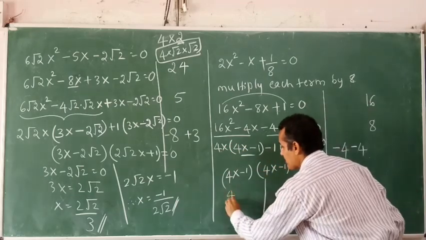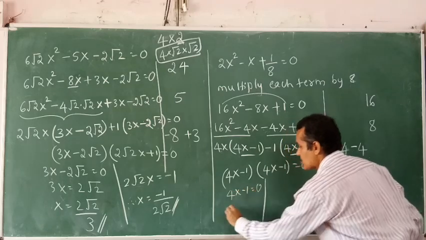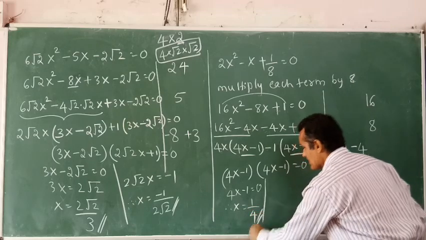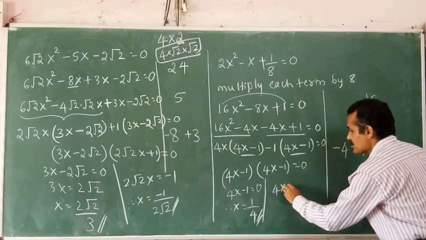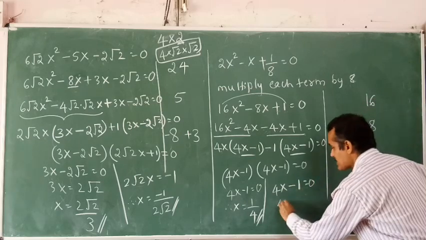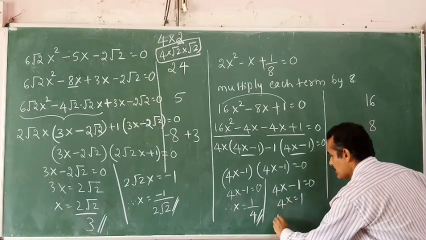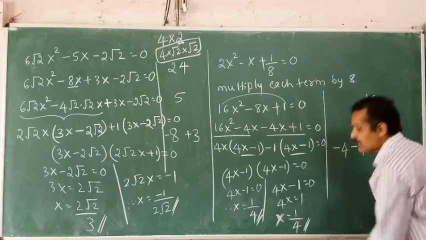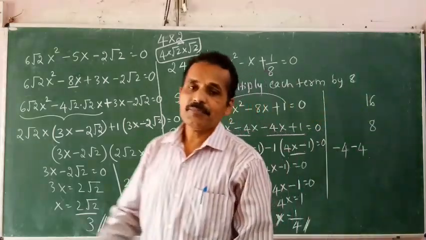I can separate them. 4x minus 1 is equal to 0. Therefore, x is equal to 1 by 4. Here also it is 4x minus 1 is equal to 0. Shift it to RHS. x is equal to 1 by 4 is the root of the equation.